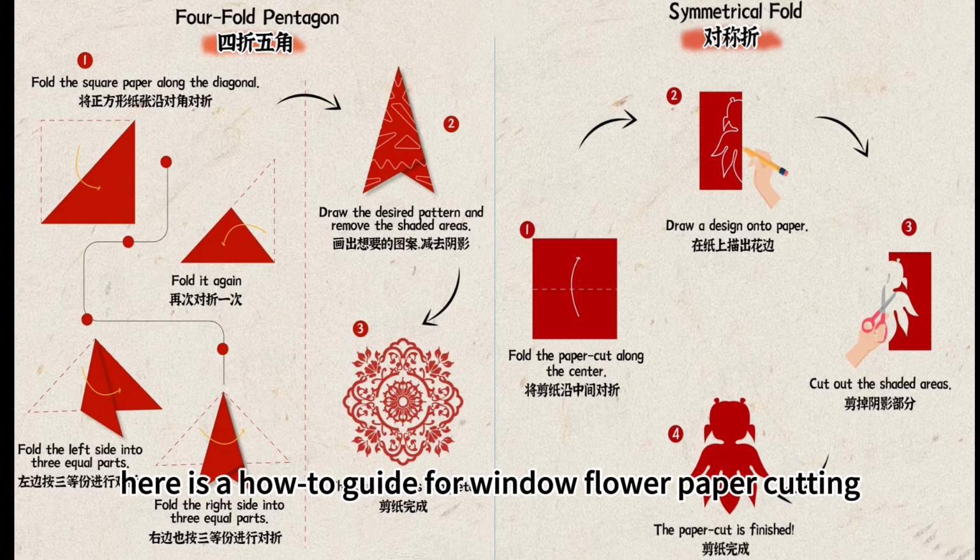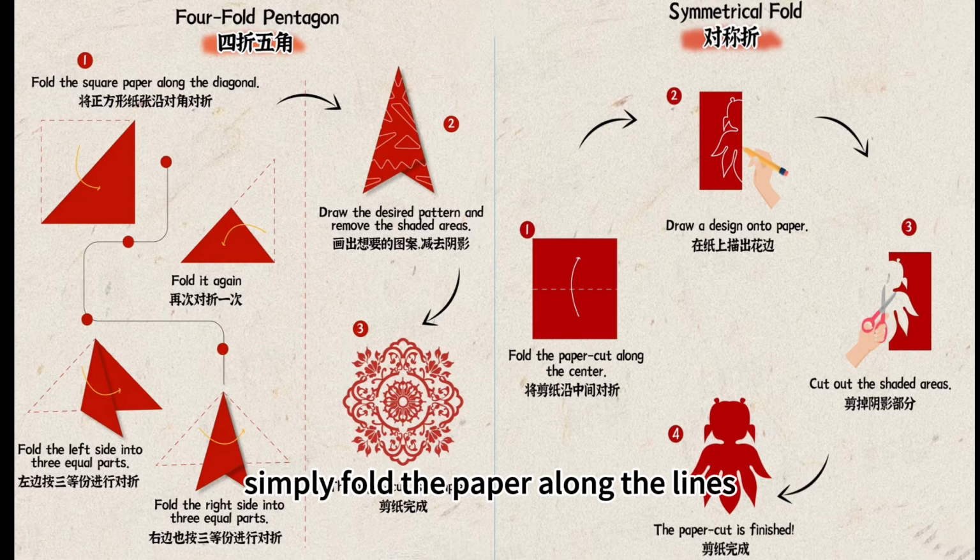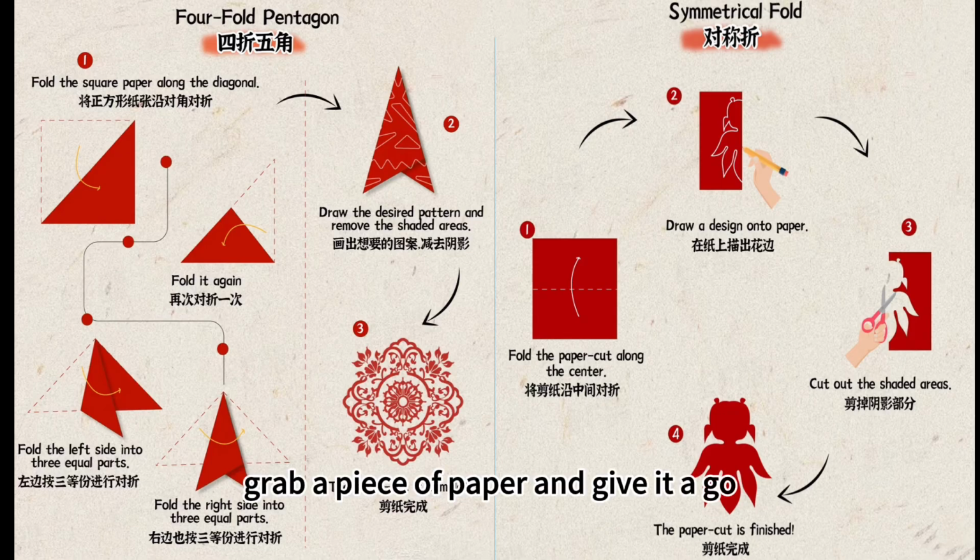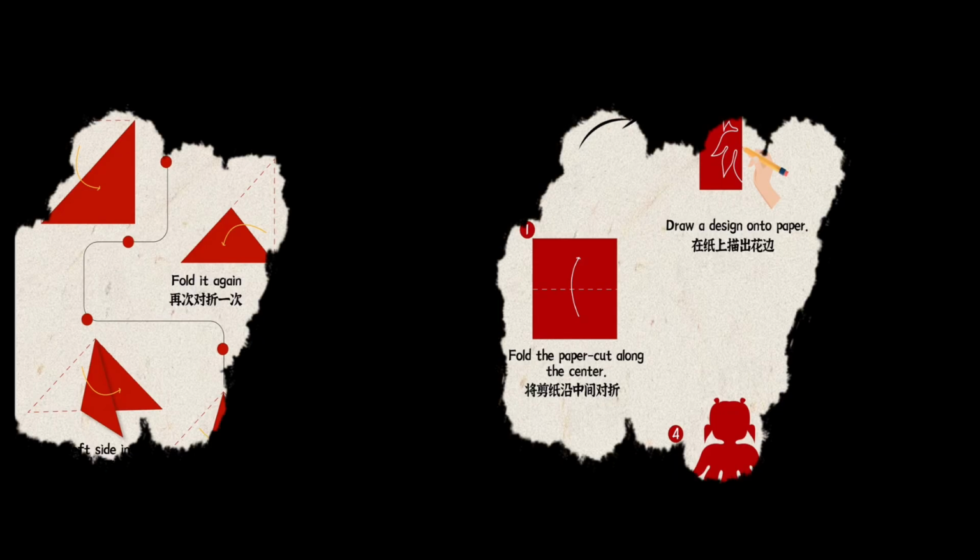Here is a how-to guide for window flower paper cutting. Simply fold the paper along the lines, then cut away the white section following the pattern on the right to create a lovely window decoration. Grab a piece of paper and give it a go.